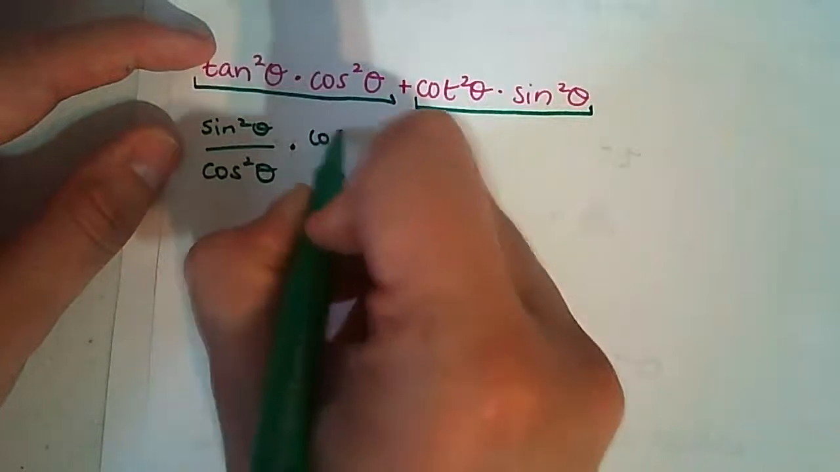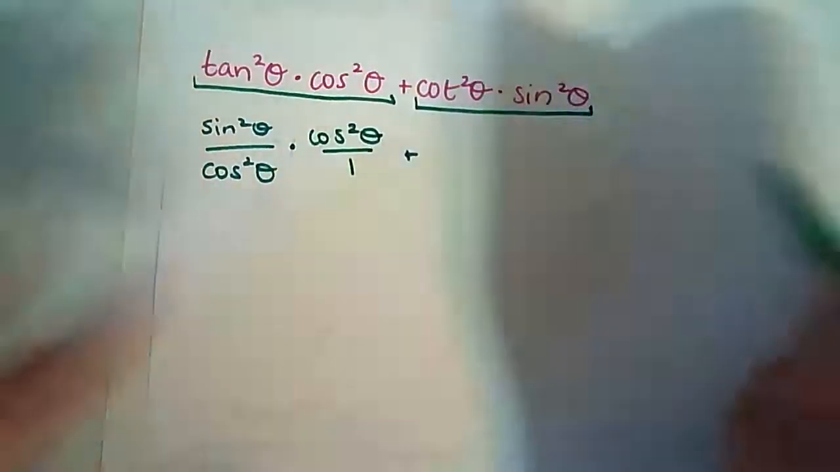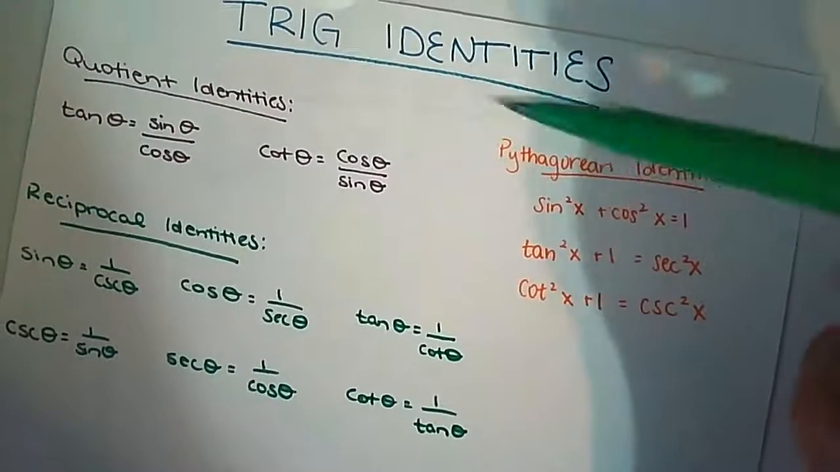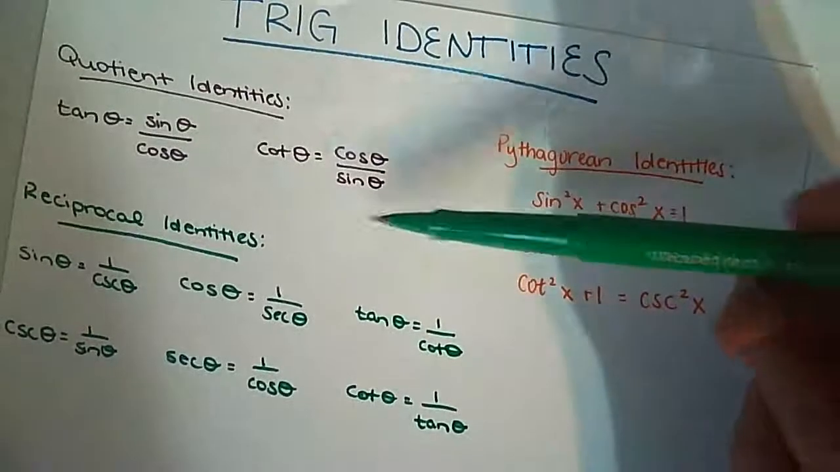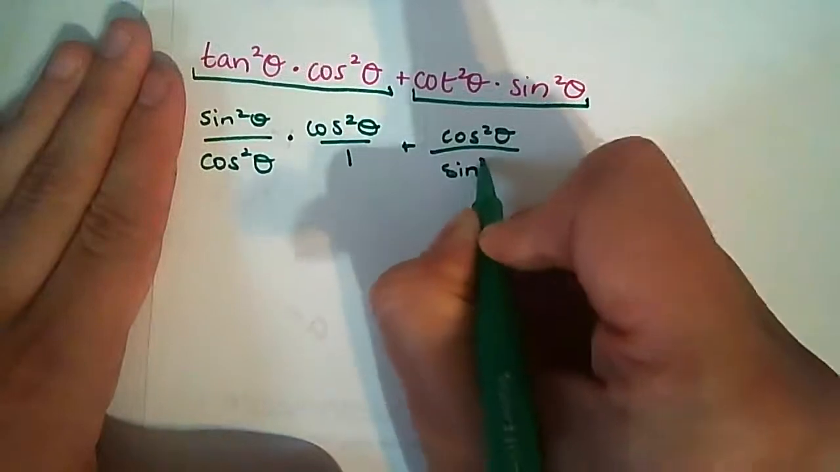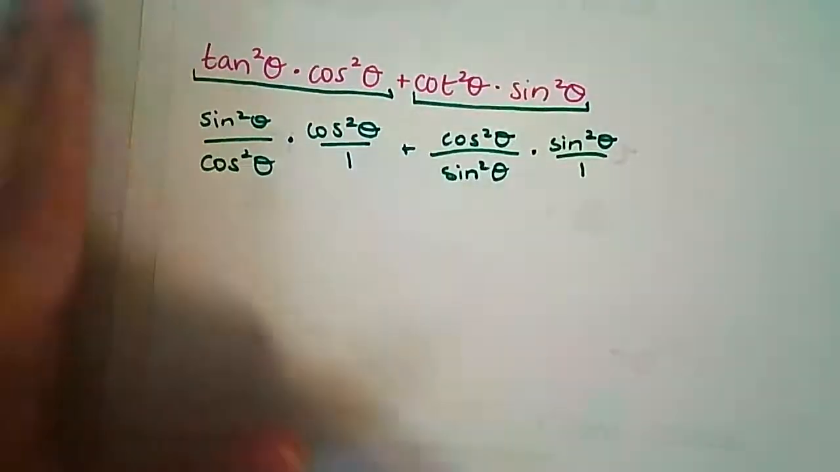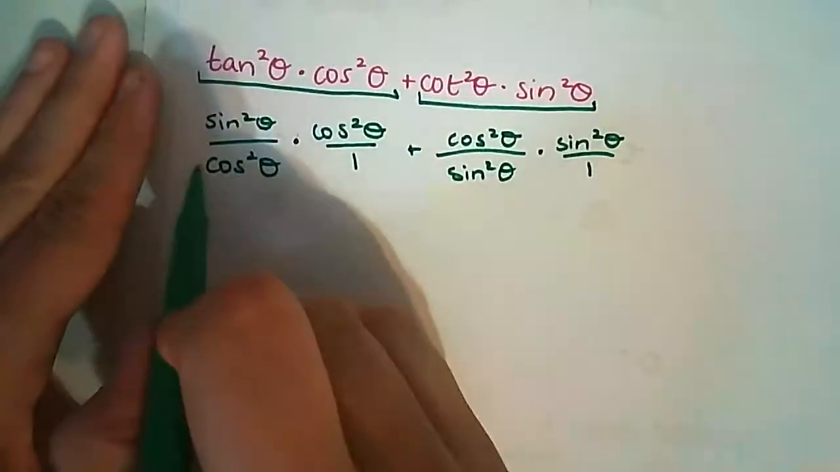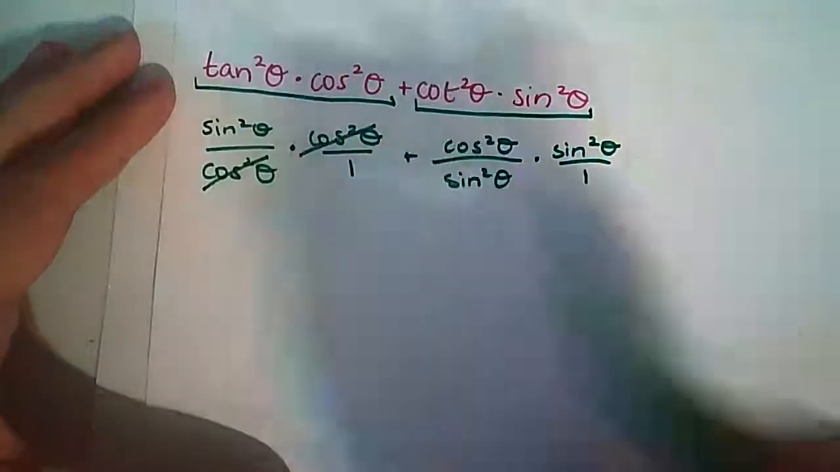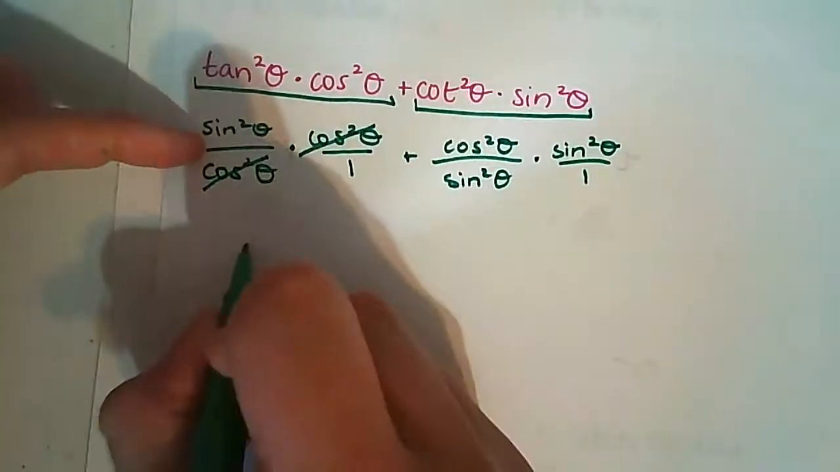times cosine squared. And then plus, same thing over here. So another way I can write cotangent squared in terms of sines and cosines is as cosine squared over sine squared. And then again, times that sine squared. So let's see if I clean these up. Again, there's all multiplication in there, so I can cross things off on top and bottom. So since I have a cosine squared on bottom and one on top, I can cross those off. And it looks like all of this is just going to simplify to sine squared.